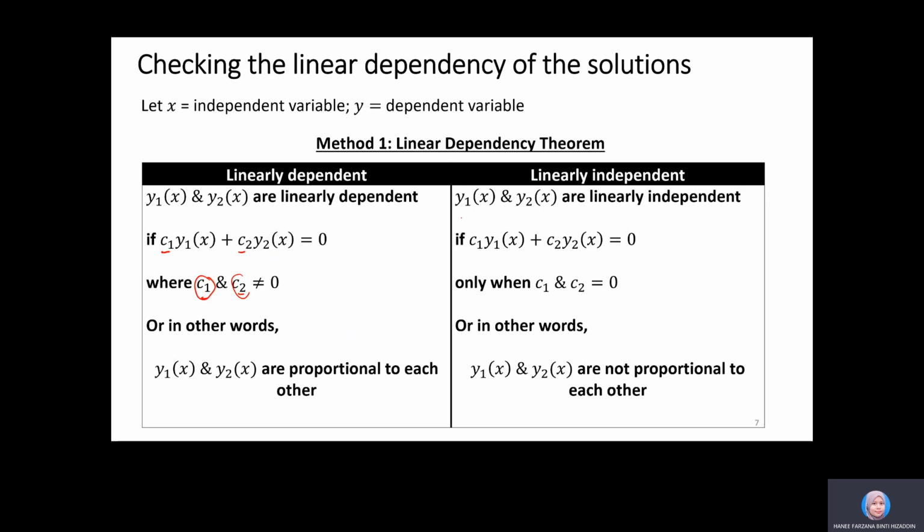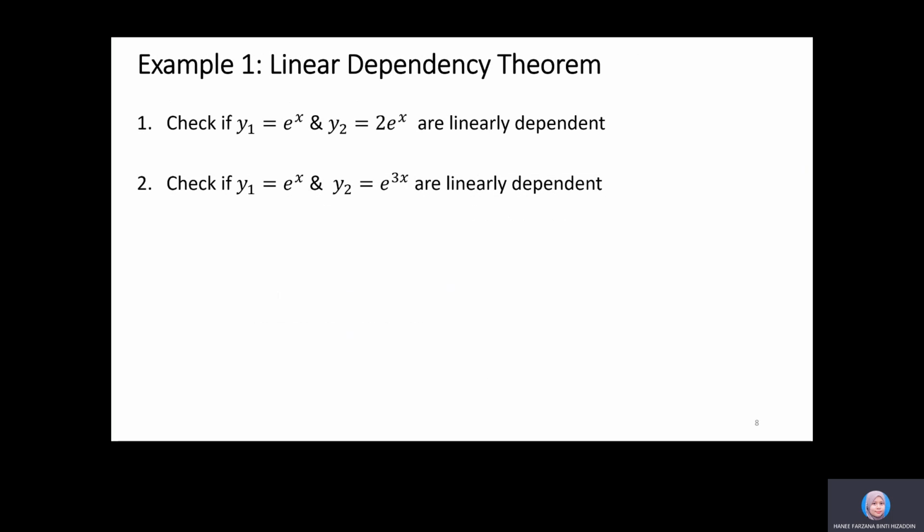However, if y1 and y2 are linearly independent, then c1y1 plus c2y2 can only be equal to 0 when the value of c1 and the value of c2 are equal to 0. So in other words, it will not become 0 unless c1 and c2 are equal to 0. So y1 and y2 are not proportional to each other. Okay, so let's use the linear dependency theorem to check if these functions are linearly dependent or not.